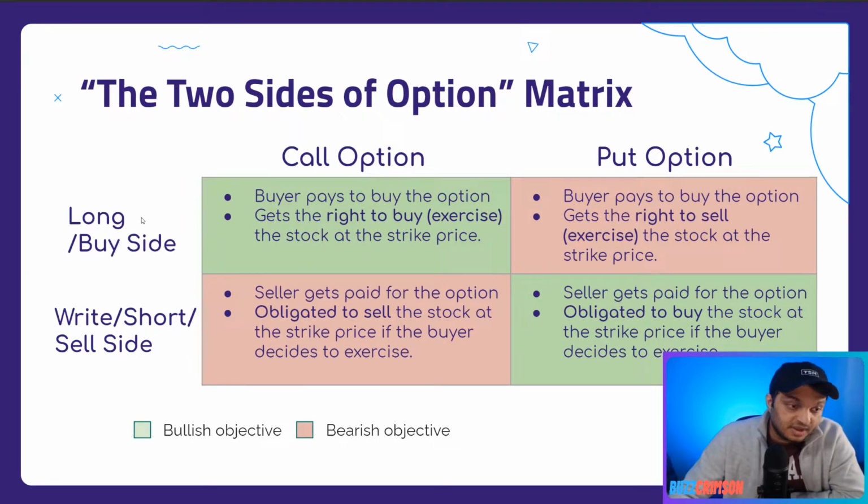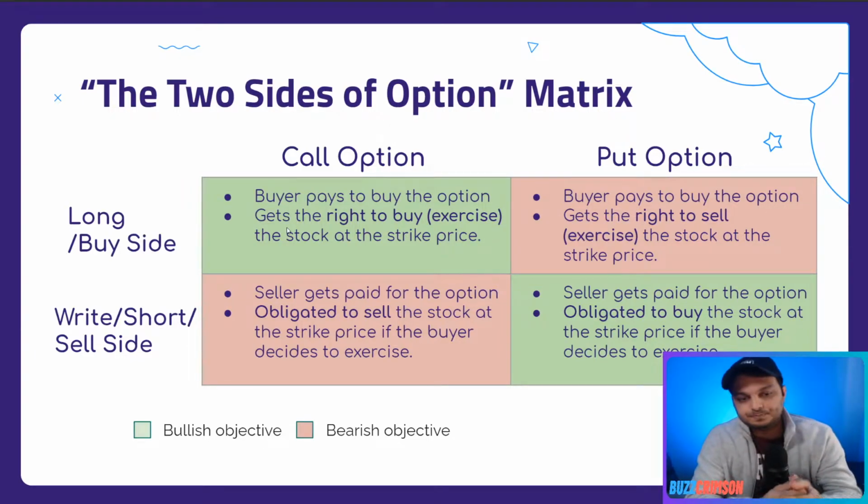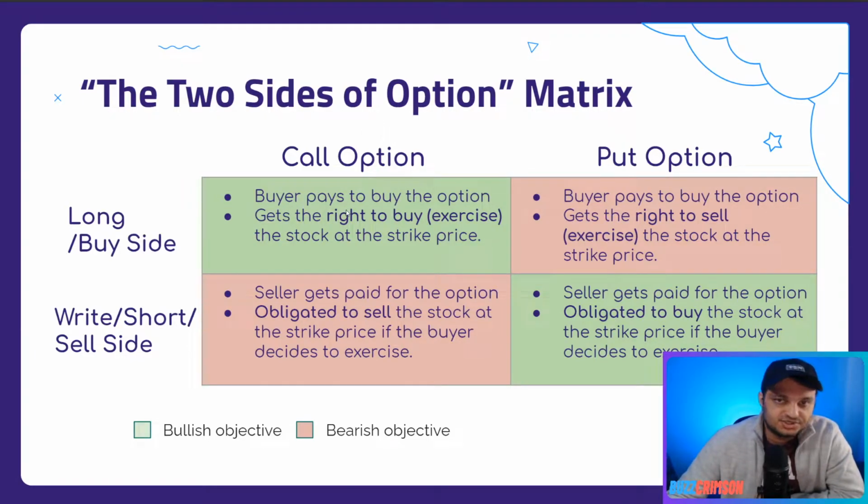So for call, if I'm buying it, I'm paying to buy the option. And because I'm paying, I am getting the right to buy the underlying shares, or exercise, at the strike. Like I will get to buy the 100 shares of that underlying security at the strike price. Okay, if it's in the money, whoever is getting the money that I paid to buy the option, that person is the seller, right? And because he got paid, he's obligated to sell those shares at the strike price if I exercise it. Okay. Same story here, but just different objective.